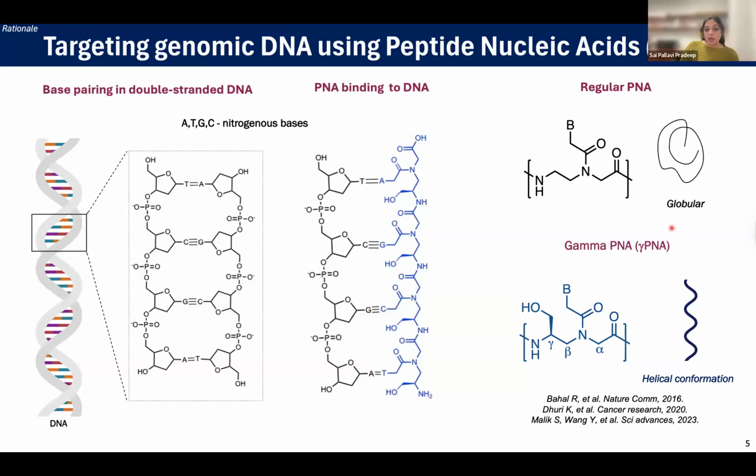Now, this is a regular PNA, and in this project, we explored the use of gamma peptide nucleic acids. So gamma PNAs have a hydroxy group which is present at the gamma position, which forms a chiral center. And this gives it a couple of advantages. The first is it does improve the solubility of gamma PNAs in comparison to the regular PNAs. In addition to that, it also pre-organizes into a right-handed helical conformation, and this helps in increasing the binding affinity with double-stranded DNA, and it is also able to invade double-stranded DNA.